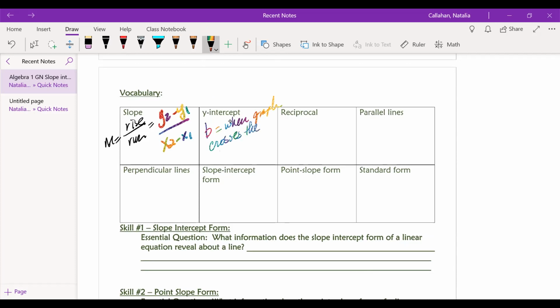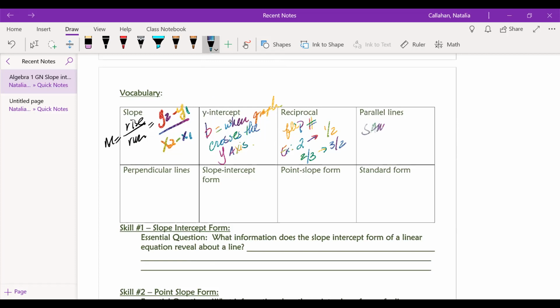All right, the y-intercept is always used by the letter b, and it's when the graph crosses the y-axis. Reciprocal is when you go in and flip the number. So for example, if I have 2, if I flip it, it'll be 1 over 2. Or if I have 2 over 3, if I flip it, it'll be 3 over 2.